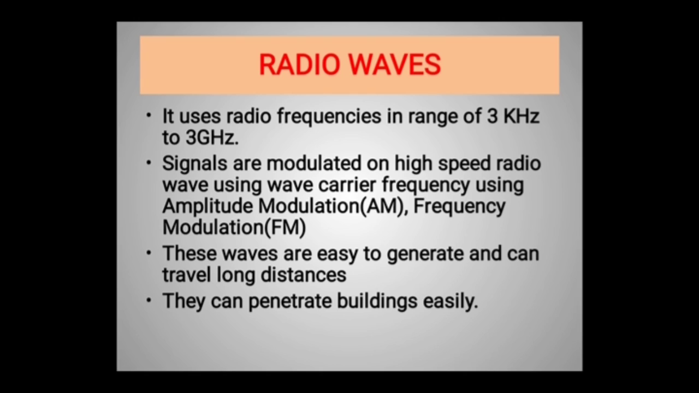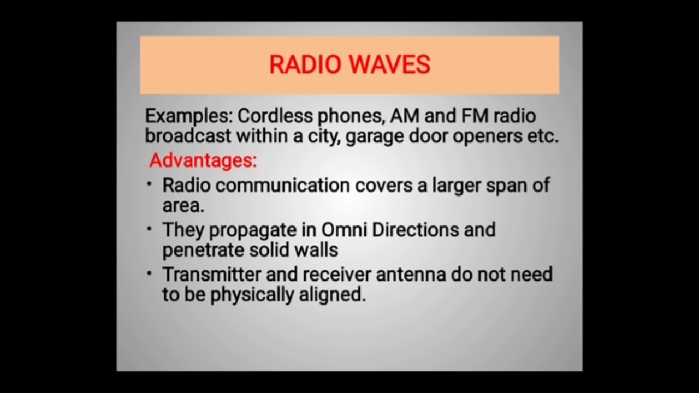We have radio systems at our homes or in our cars. What they do is catch the radio waves in the atmosphere, and whatever data is present on that wave is played in our radio system. Cordless phones, FM radio, AM radio, door openers, these are all examples in which we use radio waves. Radio communication covers a large span of area, but the most important thing about radio waves is that they are omnipresent.